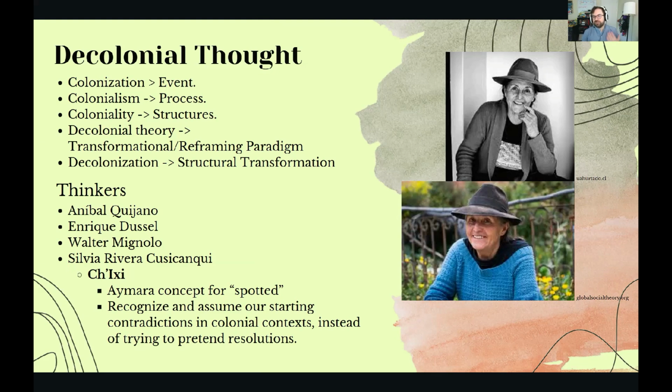Coloniality will be the structures that support and make possible colonialism, the ongoing process of colonialism that, again, we can see to this day. And decolonial theory is a reframing paradigm. It's a theory with a transformational aim that would like to change the colonial structures through structural transformation. So that's what we are going to call decolonization.